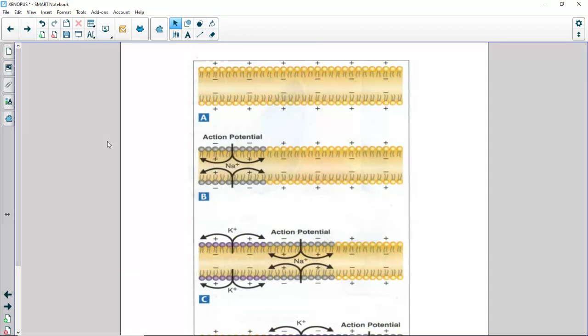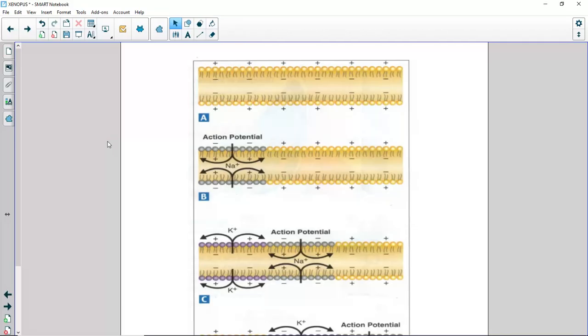Picture A represents a neuron or an axon at its resting membrane potential: positive on the outside with reference to negative on the inside. And it's a sodium-potassium pump that keeps a resting membrane potential. There's a difference between that and a voltage-gated channel.